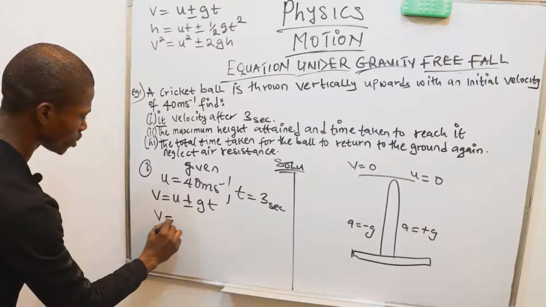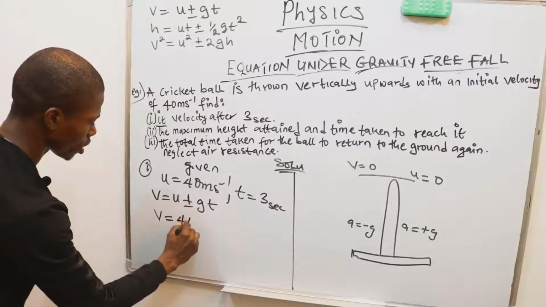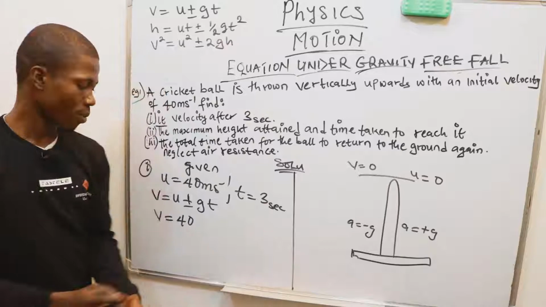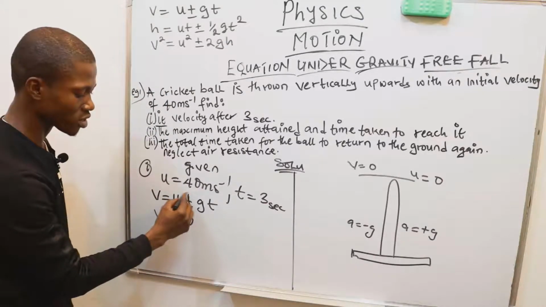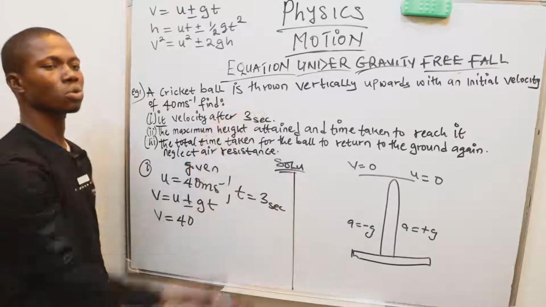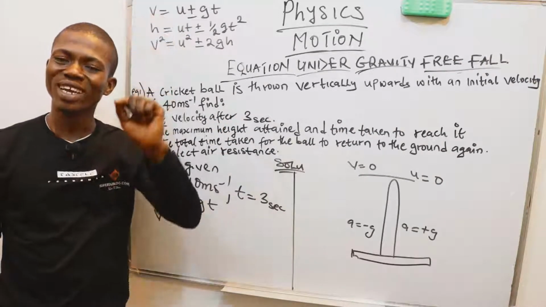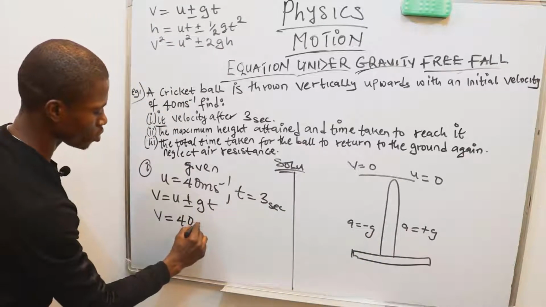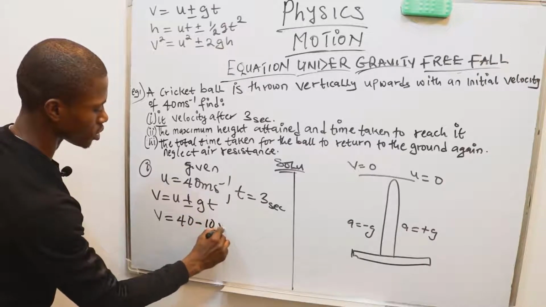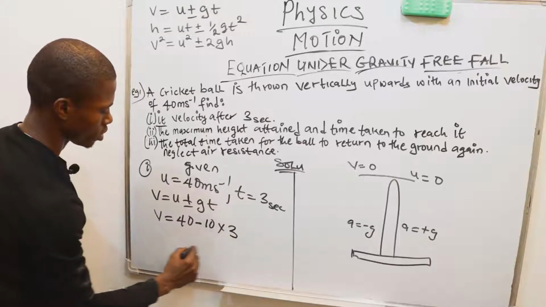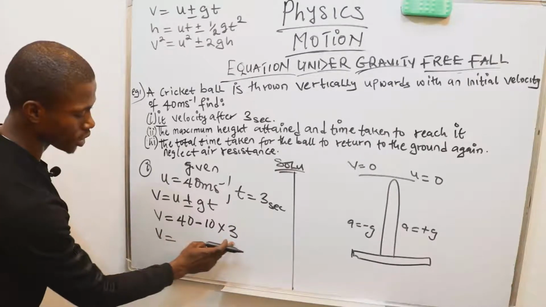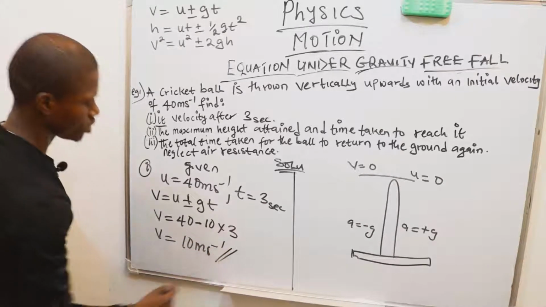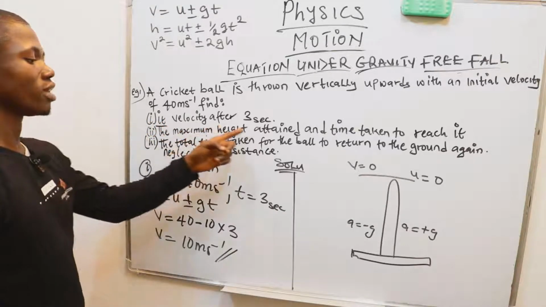So let's simply go and substitute here and get our answer. V is equal to our U, which is 40. But if we check, the ball is going up. How can we determine which sign to use? From this question, a cricket ball is thrown up. Once the ball is going up, it is going against the force of gravity, and our A is minus G. So our sign is minus, our G is 10, times our time, 3 seconds. And finally V is now equal to 40 minus 10 times 3, which is 30, and this will give us 10 meters per second. And this is our number 1, which is the velocity after 3 seconds.